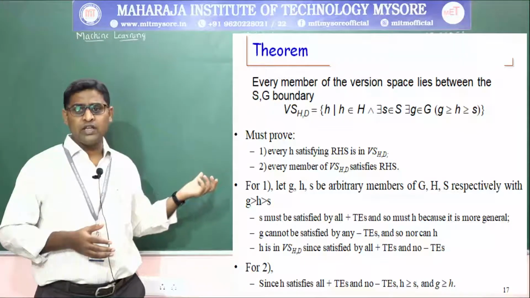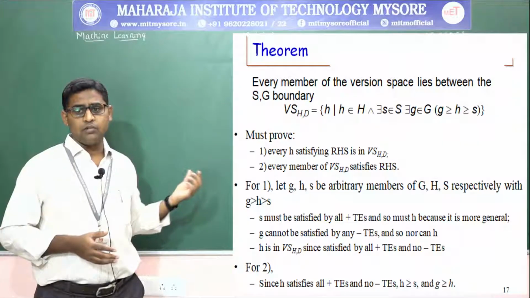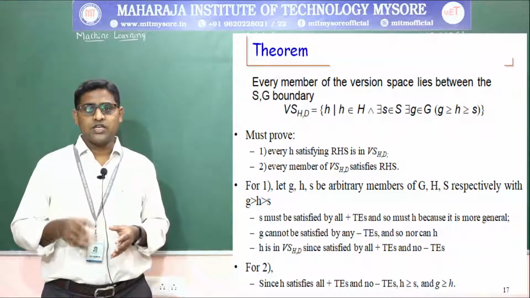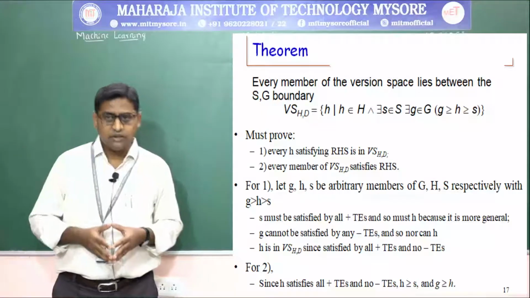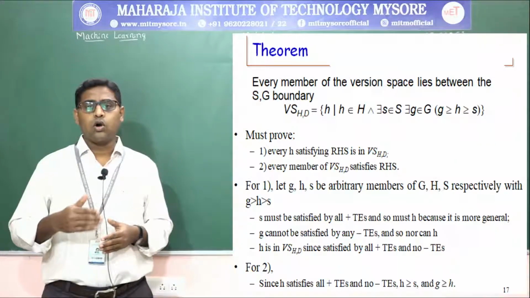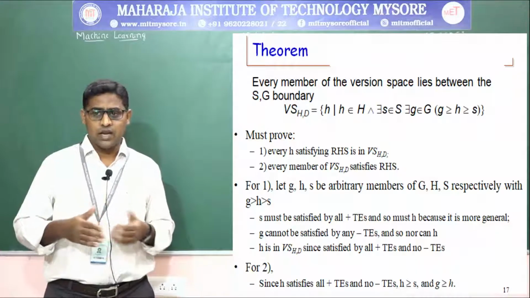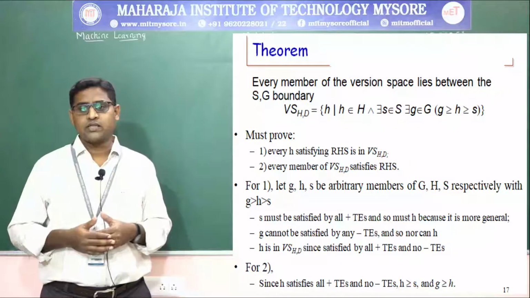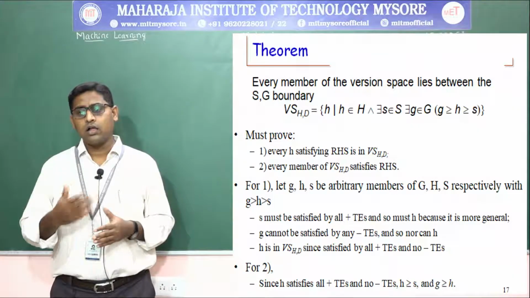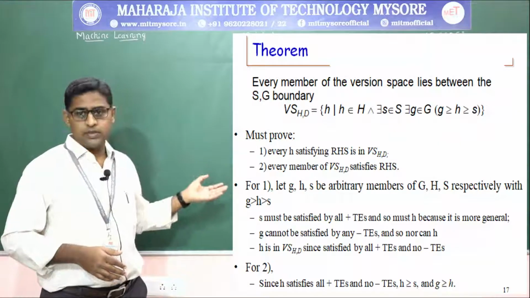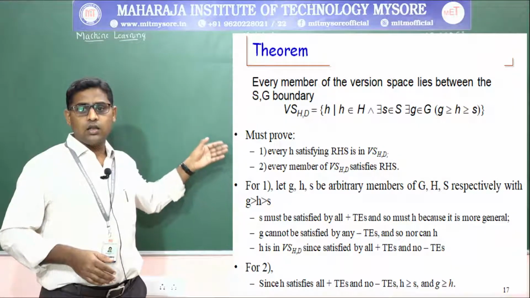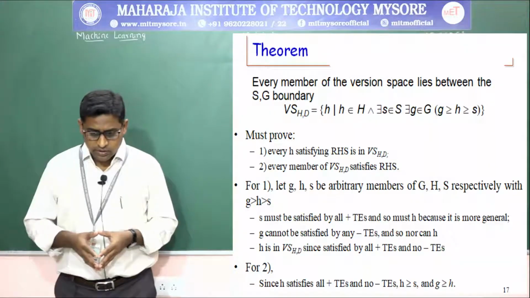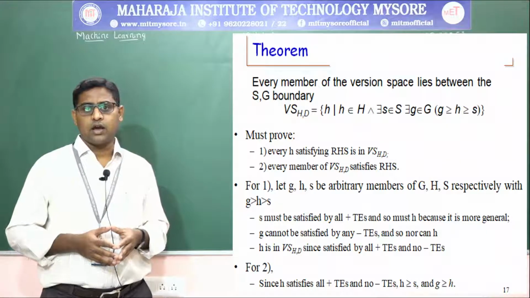So we can go with the first proving method and the second proving method, saying that let G, H, S be arbitrary members of G, H, S respectively, with G greater than H and H greater than S. So S must be satisfied by all the training examples, and so H must be more general, and G cannot be satisfied by any negative examples. And H is in the version space of H and D since it is satisfied by all the positive training examples and no negative training examples. For 2, since the hypothesis is satisfied by all the positive training examples and no negative training examples, H is greater than or equal to S and G is greater than or equal to H.